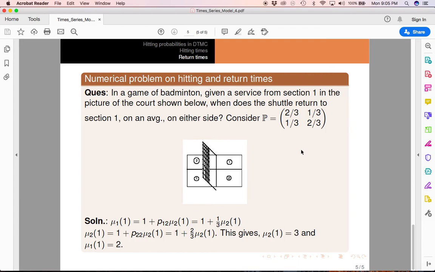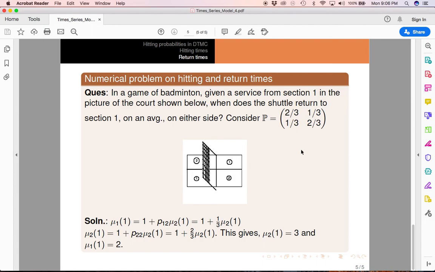The question here is, let's say we have a game of badminton. We have a court which looks like this in the picture, where each side is divided into two sections. So section 1 on the right, section 2 on the left. And let's say in this game, a service begins from section 1. We would want to know when does the shuttle return to section 1 on an average. Remember, we are finding expected value, so this is all on statistical average. So when does the shuttle return to section 1 on either side, given that the service happened from section 1?